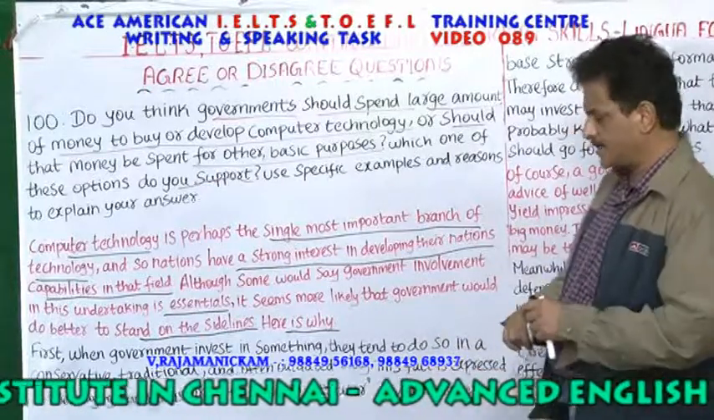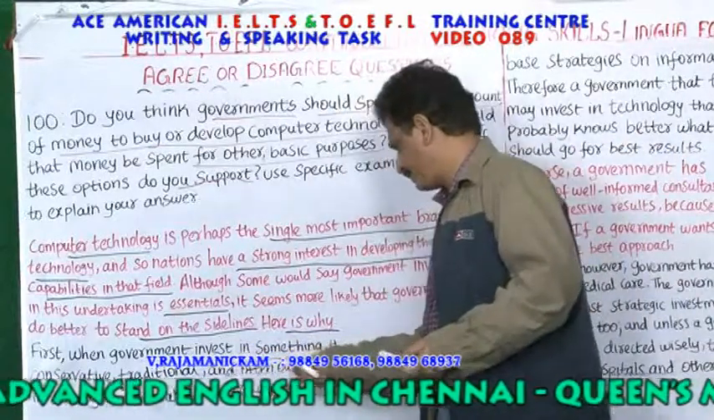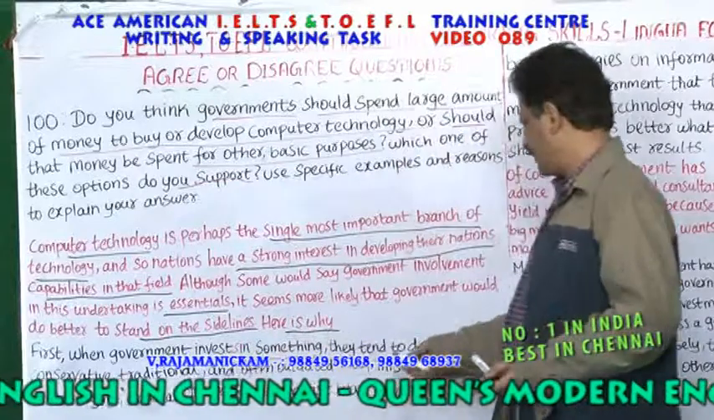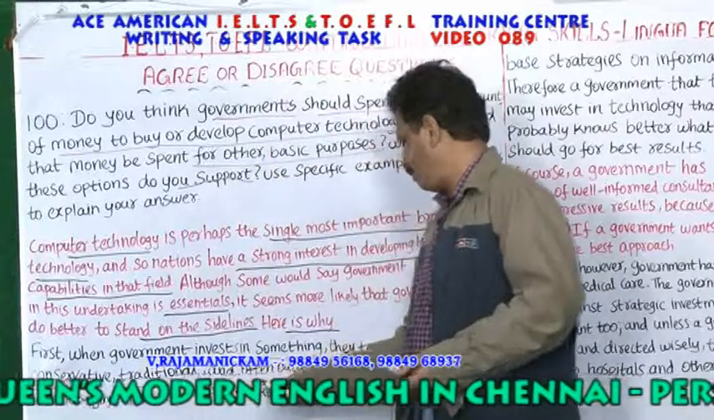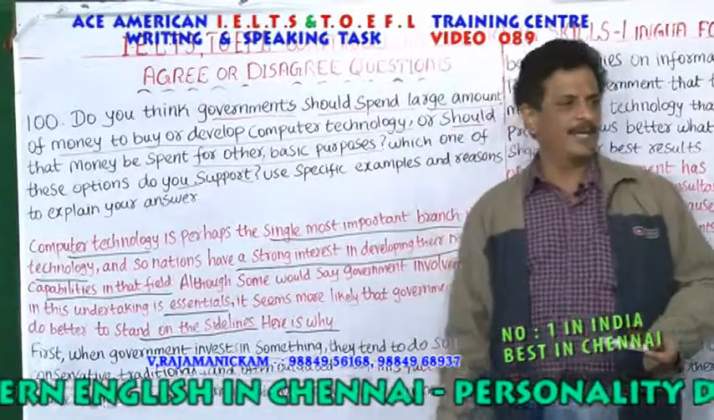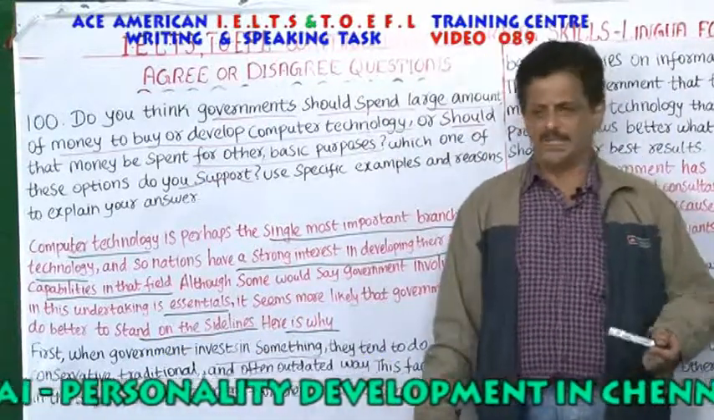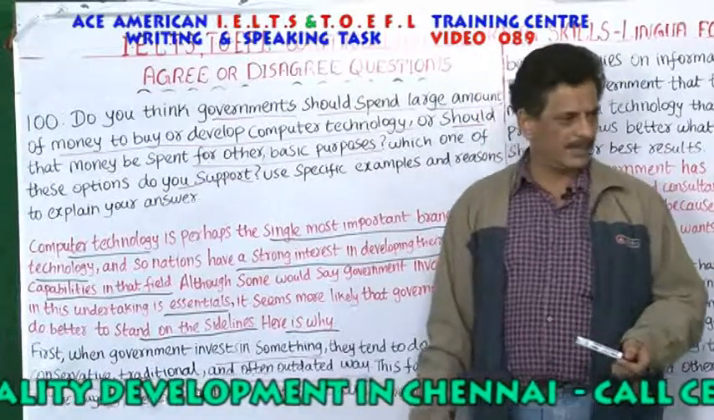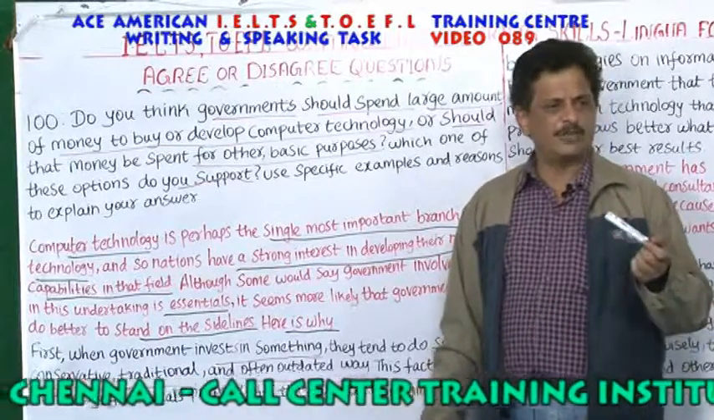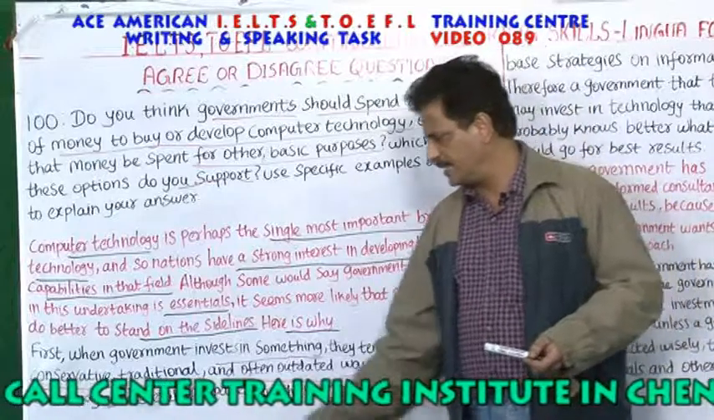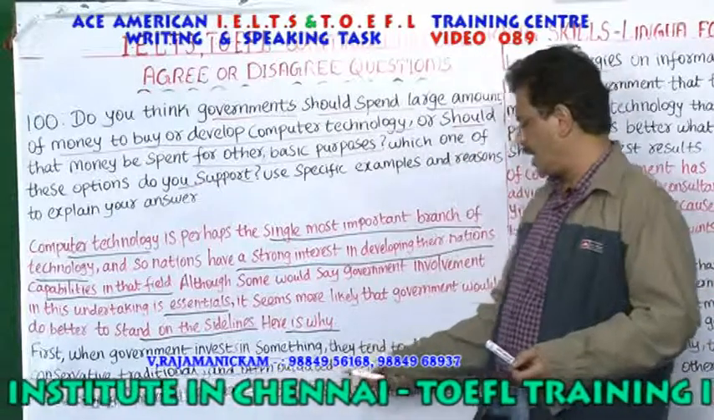What is the reason? What is the first reason he says? First, when government invests in something, they tend to do so in a conservative, traditional and often outdated way. Anything which government does, it does on a conservative basis. What do you mean by conservative? The old way of thinking. They don't go in for the latest innovation. They go in for the old outdated way of doing things. Traditional, they love to maintain their traditional and often outdated way.